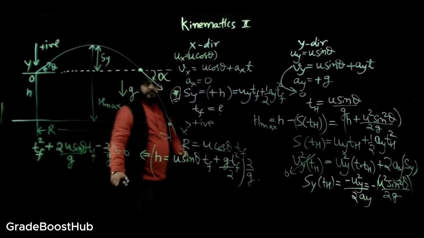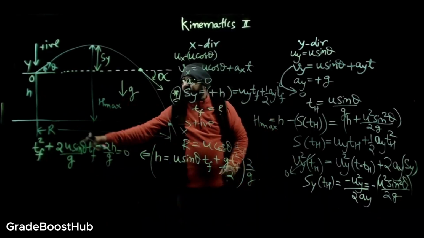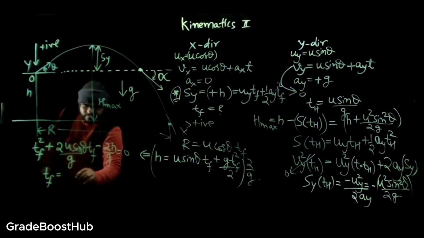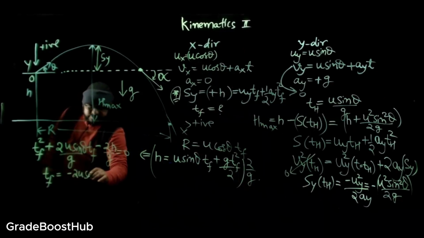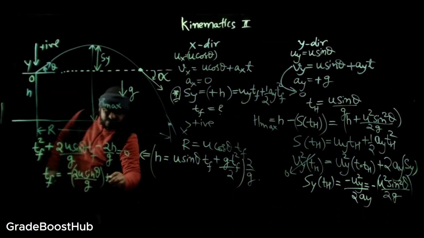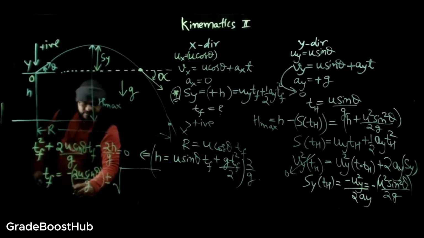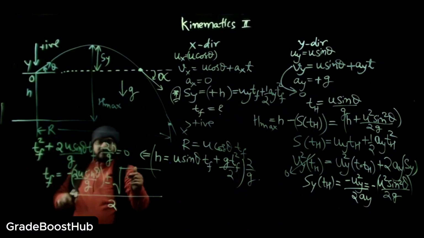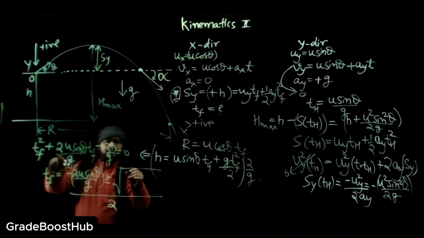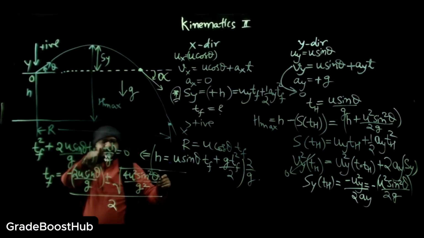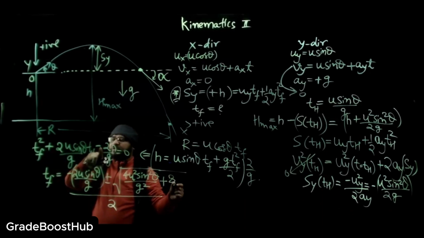This is equal to 0. So this is the equation I will get. And now this is straightforward. You can write time of flight is minus b, so minus 2u sine theta, minus b plus minus square root, and then everything divided by 2a. A is just 1, 2a. So b square minus 4ac.